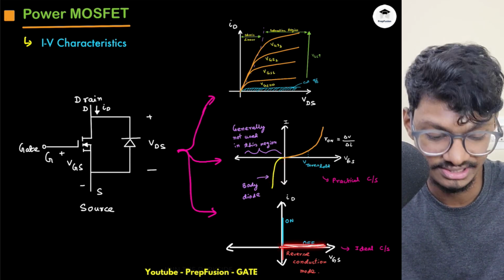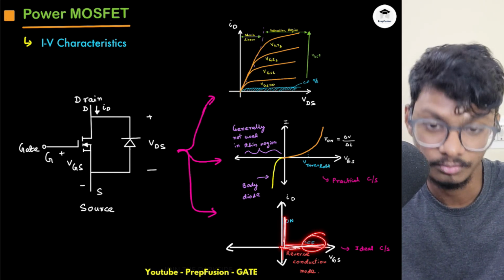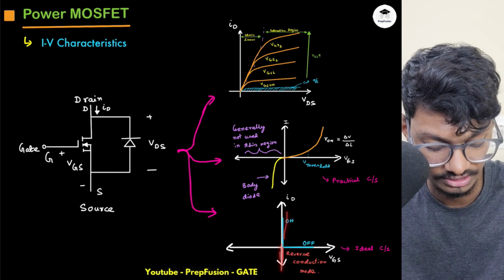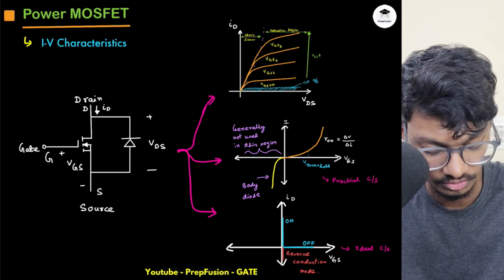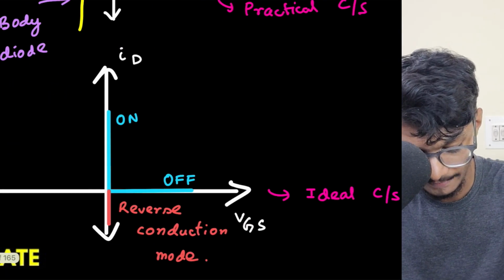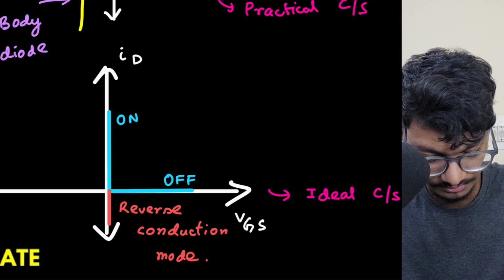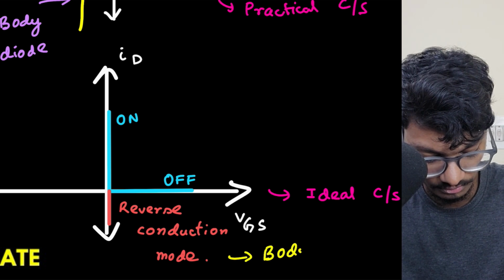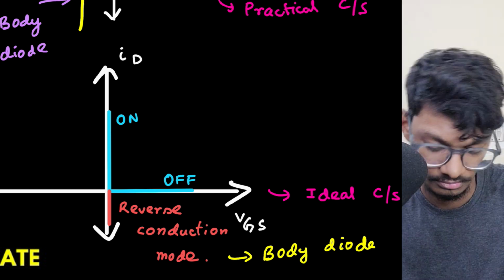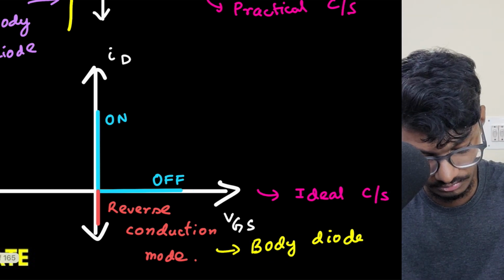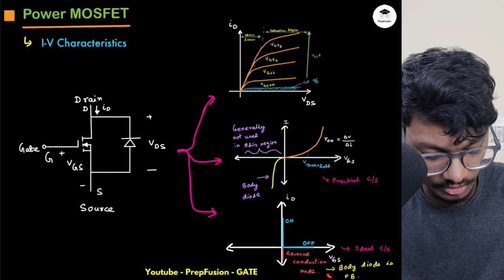On the right-hand side of the x-axis, this is off. On the positive side of the y-axis, this is on. And this is working in the reverse conduction mode, when the body diode is on. So in this region, the body diode is on, or I can say the body diode is forward biased.